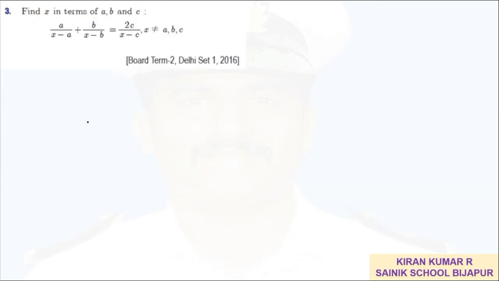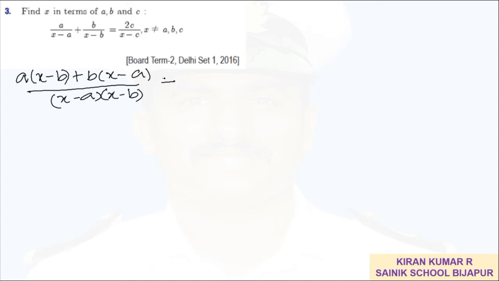Question 3. Find x in terms of a, b and c. Here again, in the denominator we have got the variables as we have done earlier. Let us take the LCM. After taking the LCM, we need to do cross multiplication. So the LCM here is the product of x minus a and x minus b. So a has to be multiplied with x minus b, plus b has to be multiplied with x minus a, divided by x minus a into x minus b, equal to 2c divided by x minus c.